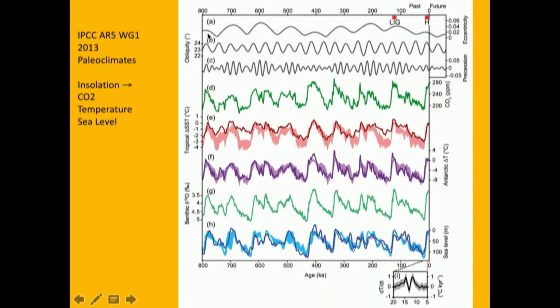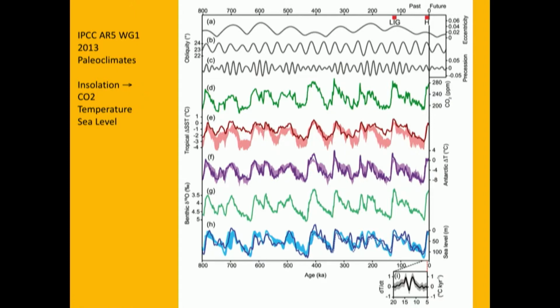So if we sum it all up, we can see how the changes in the radiation from the sun due to Earth's orbit correlate with the carbon dioxide and with the temperature and with the sea level. So this is the biggest impact on Earth's climate in the past.